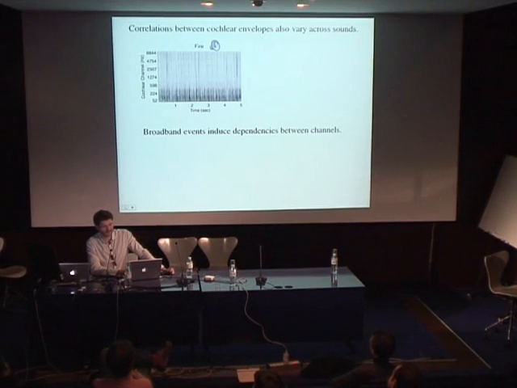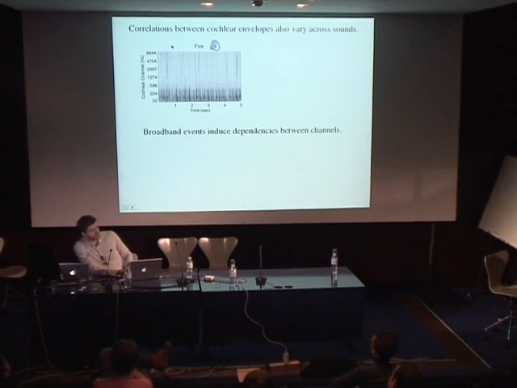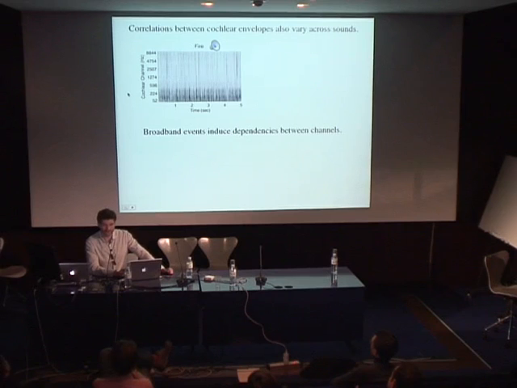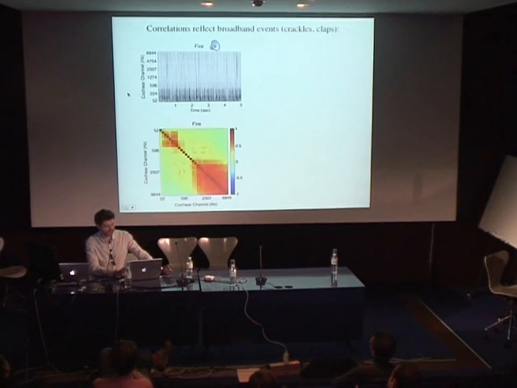So if you listen to the sound of fire, you can hear that fire has a lot of crackles and pops and clicks. And when those occur, they excite all of the different cochlear channels at once because they're broadband events, and you can see them in the spectrogram as vertical streaks. So that introduces dependencies between the channels, and you can measure those just by computing correlations between the envelopes of the different channels. And those are shown here for fire.